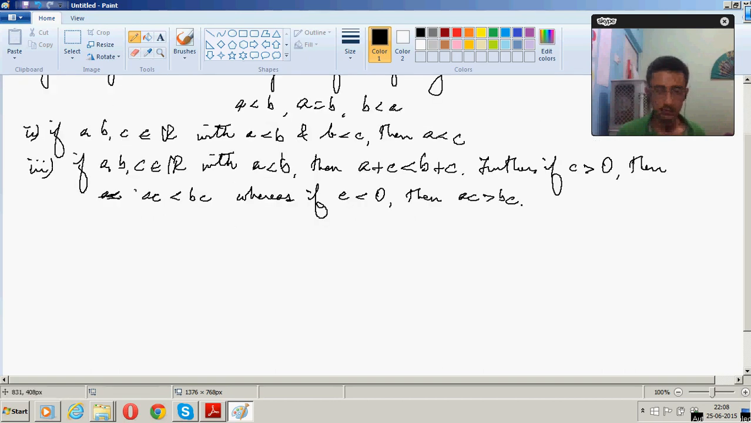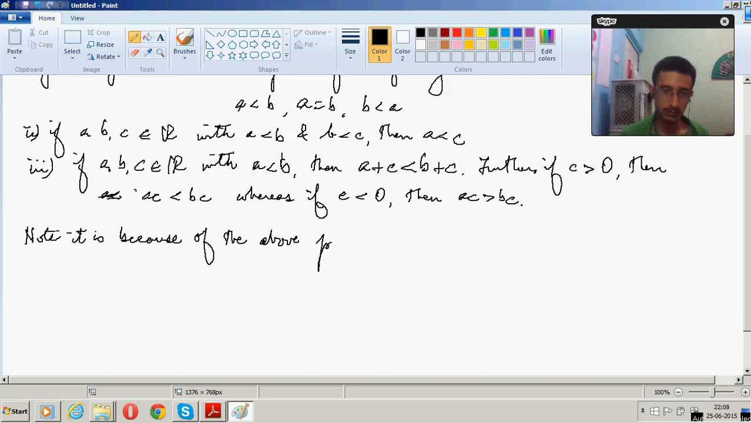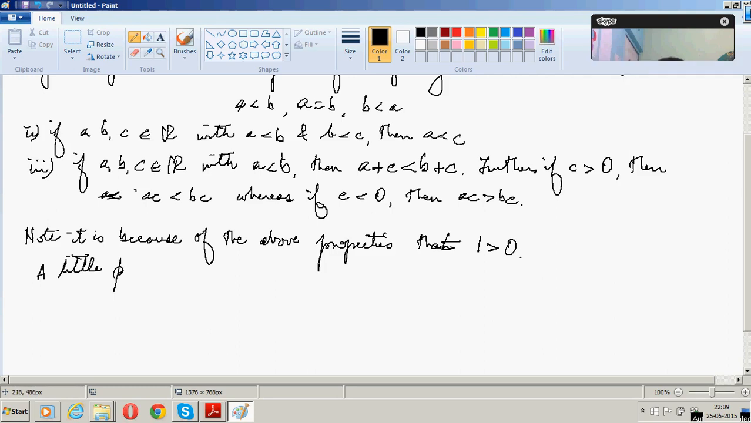So having recapitulated this, note it is because of the above properties that 1 is greater than 0. So how do we prove it? A tiny little proof.